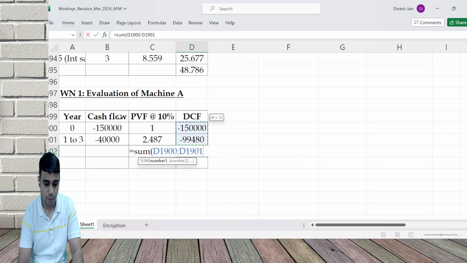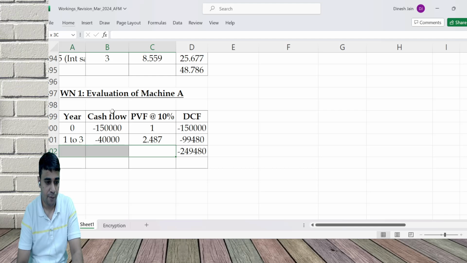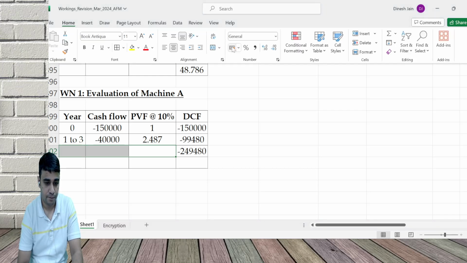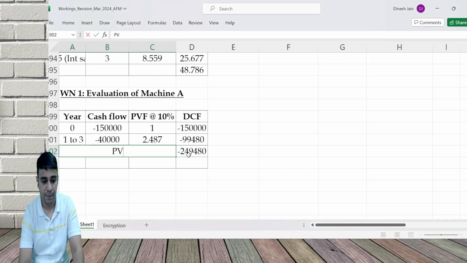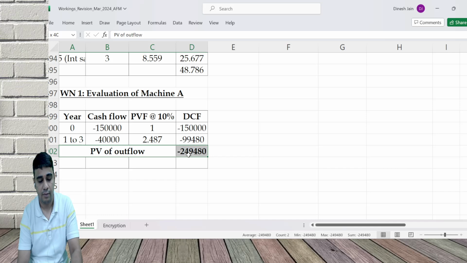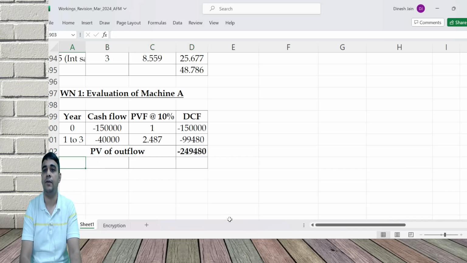PV of outflow. Why do I use the word PV of outflow? Because I don't want to use the word NPV, then you may say it's a negative NPV. It's not negative NPV, it's PV of outflow.